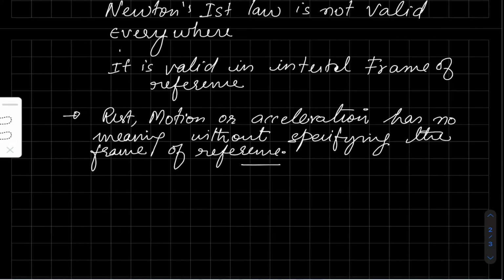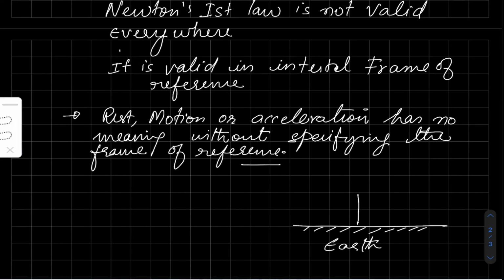Once you specify the frame of reference, usually in our textbooks, in our schools, in our education culture, we consider the surface of earth as the inertial frame of reference. This is earth, and we consider earth as the inertial frame of reference.